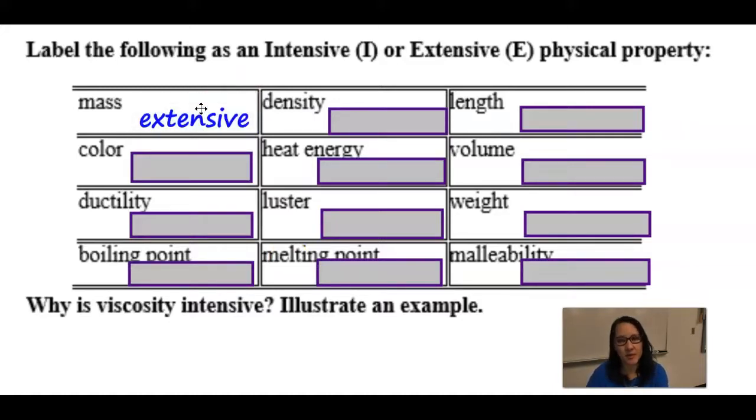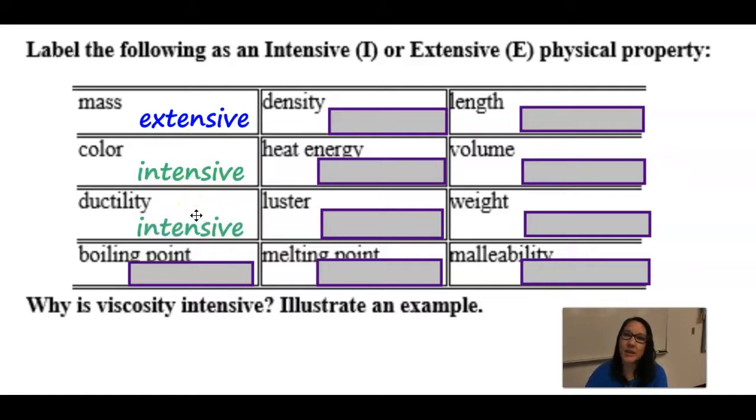Mass is going to be extensive. If I change the amount of matter, it's going to change the mass. Color, intensive. Color will not change if I have half as much. Ductility is the ability to draw a metal into a wire. And so the ability to make something a wire is not going to change if I have half as much. I can still make it into a wire, just a smaller wire. Boiling point is going to be intensive. It doesn't matter how much I have, the boiling temperature is still going to be the same.